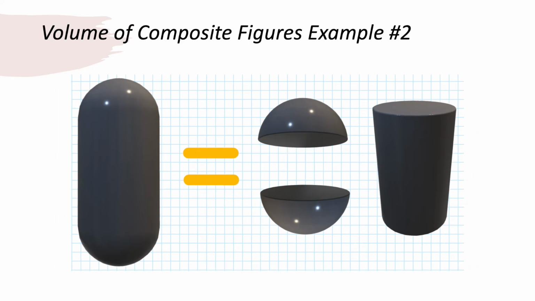The volume of this composite figure is very simple to figure out. We add the volume of 2 hemispheres, which is equal to a sphere, with the volume of a cylinder. Okay. I need you to pause the video now and try to figure out the volume of this 3D composite figure by yourself. Let's go!